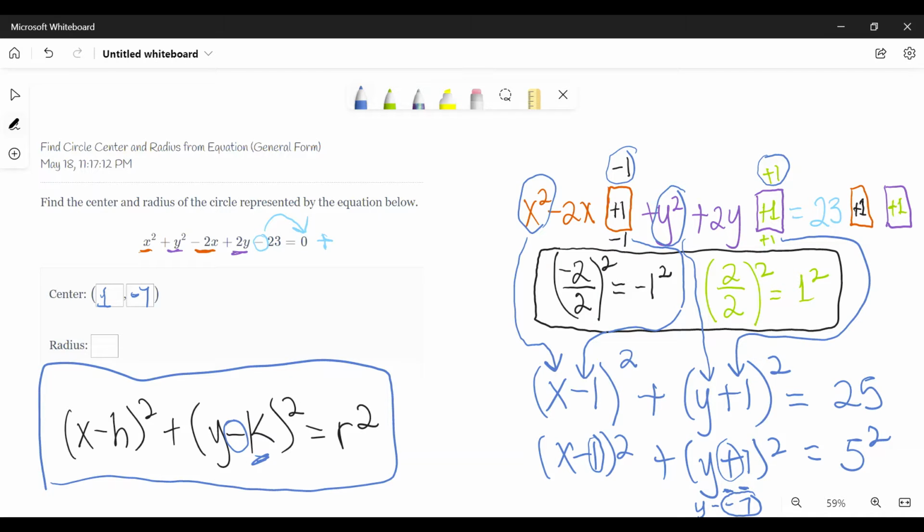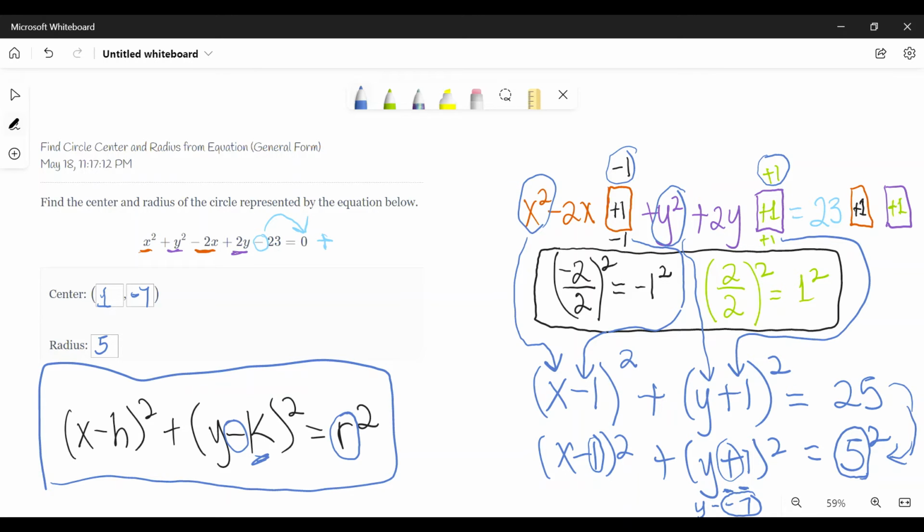Now the last thing we need is our radius, and that is our 5. Because remember, we do r squared. So if we wanted to know our radius, it would be the value of the r. And this is why we had to convert 25 to 5 squared, so we could easily identify what our r is. And in this circle, it has a radius length of 5.